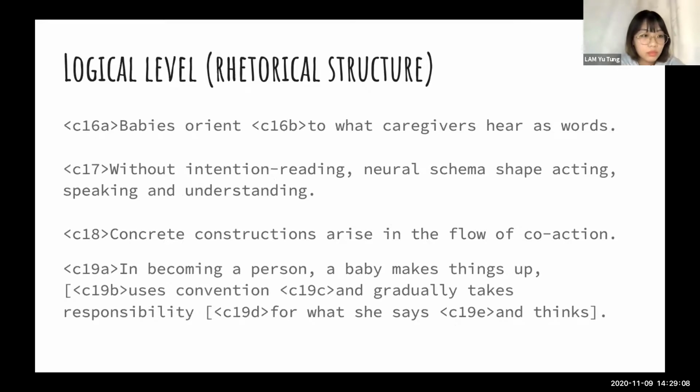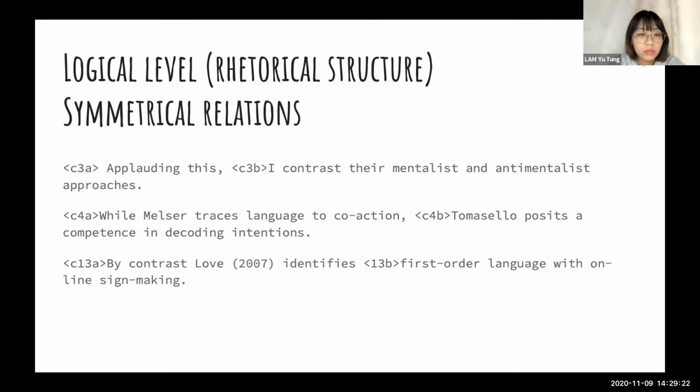Clauses 16, 17, and 18 continue to elaborate the idea. Clause 19B and C justify 19A, while 19D and E elaborate 19C. For symmetrical relations, there's a sequence in the third clause. The author agrees with them, which results in a comparison.